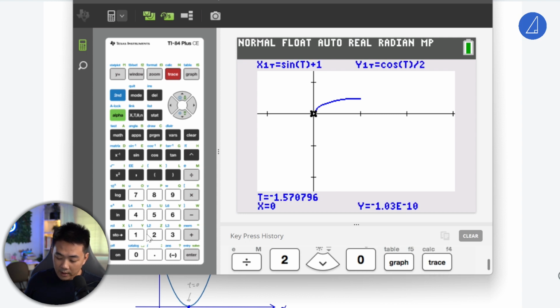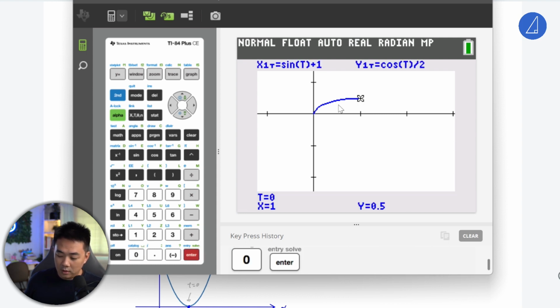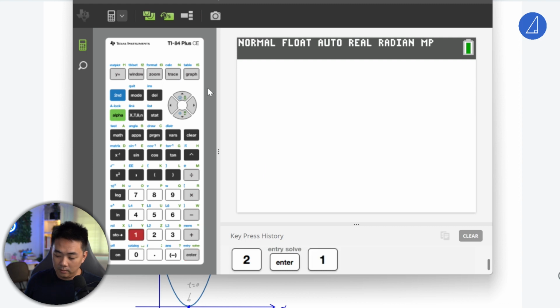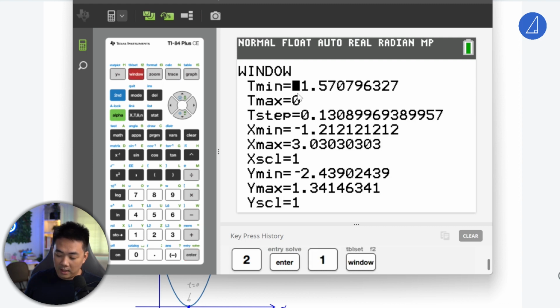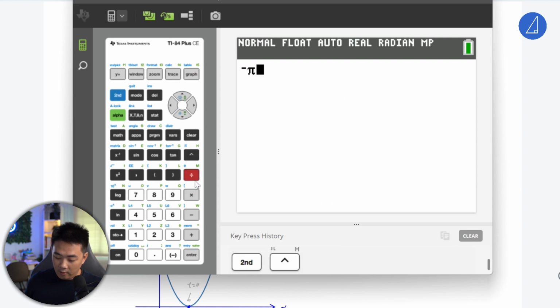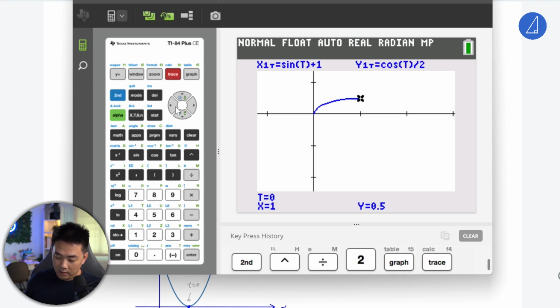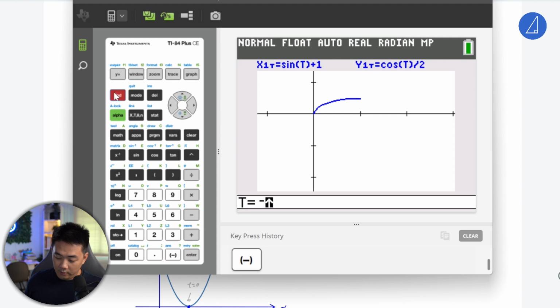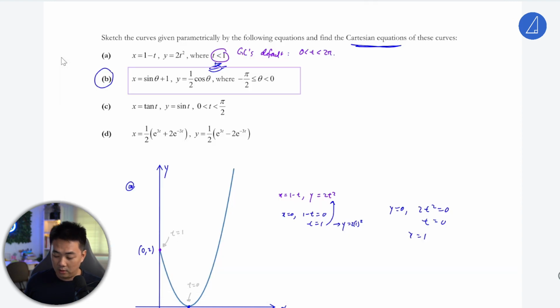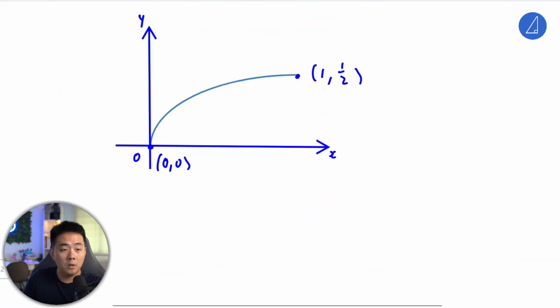So I will just trace 0 here. Then this will be, oh, this is 1.5. Then I'll trace pi over 2. Okay, this is interesting, invalid, because this is negative, oh sorry, negative pi over 2. So I just trace negative pi over 2. Okay, key in, there will be 0, 0. So that's how I would sketch the graph. So just key in. So this is it.